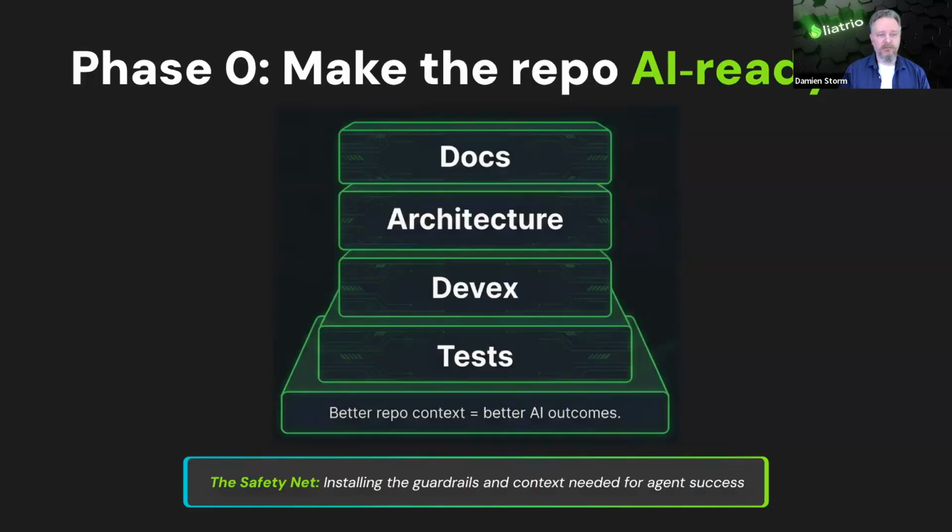The biggest thing that AI does is it amplifies everything. It lets you go faster, but it also amplifies the potential to go off the rails. So you need to have those guardrails in place to ensure you've got this safety net set up and can engineer this context that agents need for success.